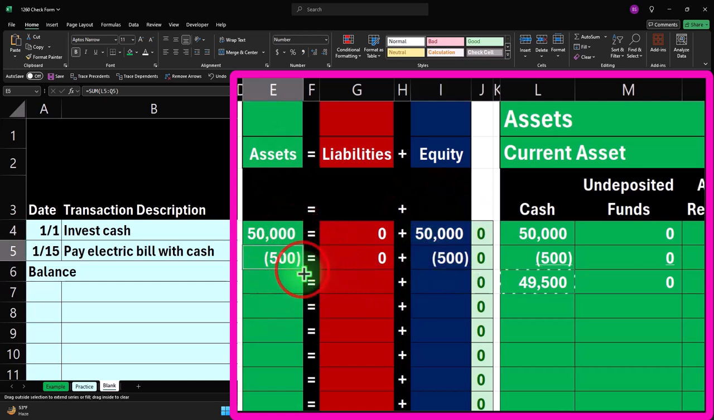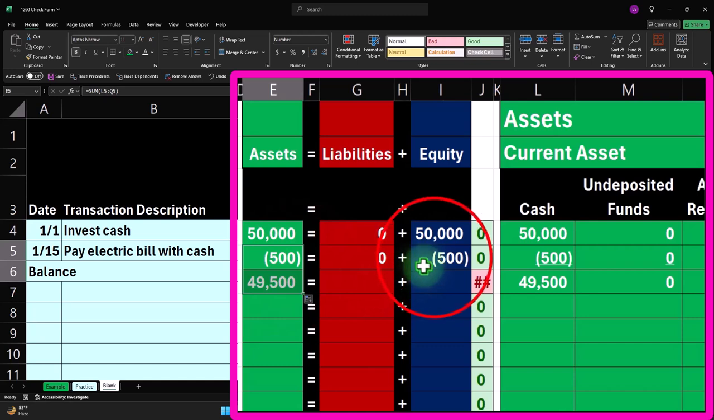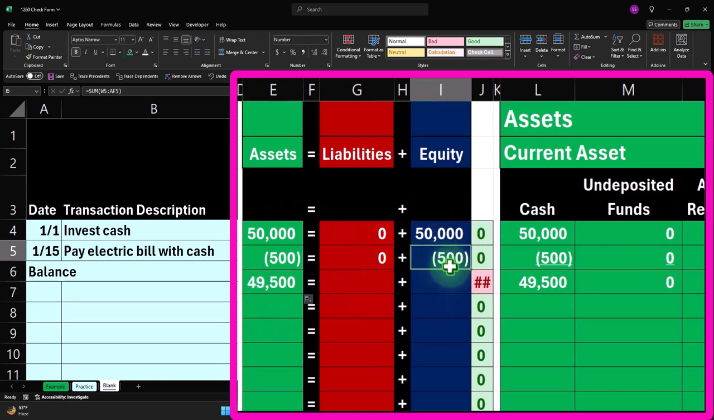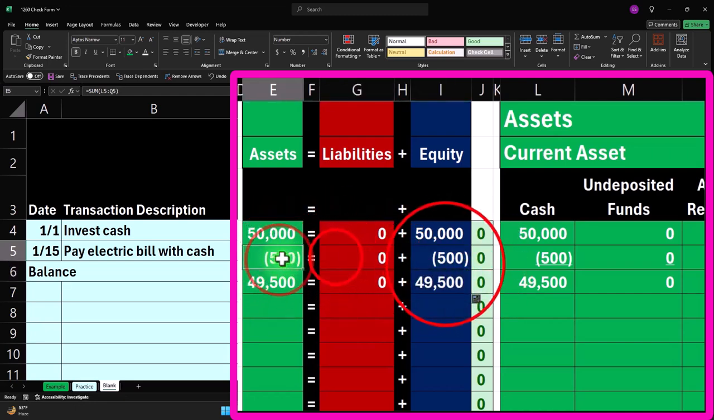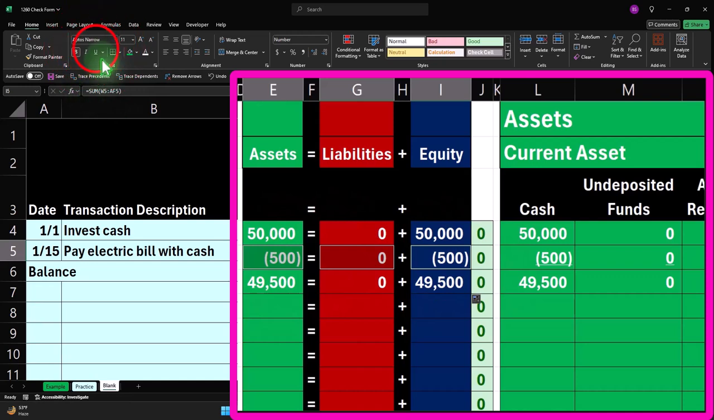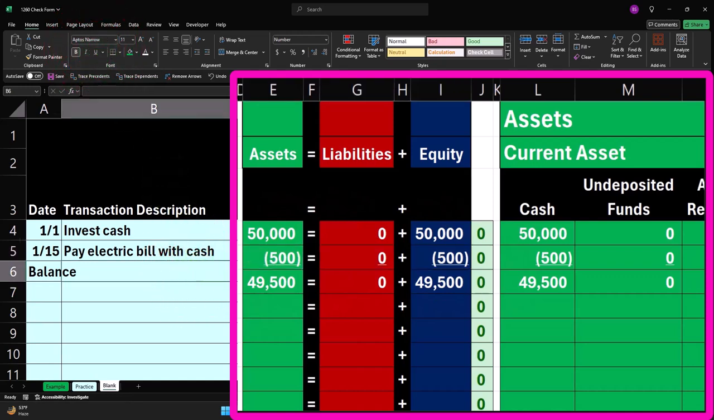Let's copy this down, 49,500, copy down the liabilities, no change there, and then boom. So let's put some underlines on these, underlines, there we have it. So now, I would say we have cash of 49,500.